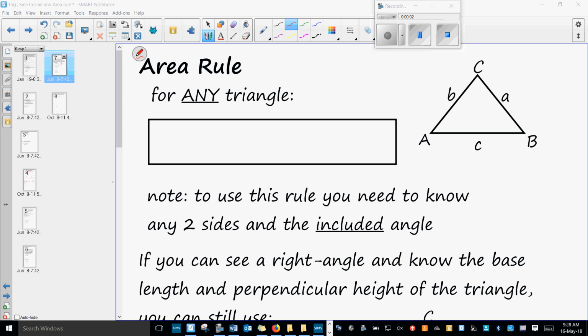Up to this point, we've been finding the area of a triangle by doing base times perpendicular height, divided by 2. That's how we've been finding the area of a triangle up to now. But in order to do that, we need to know both the base and the perpendicular height, and the perpendicular height is not always given to us. So this rule enables us to find the area of any triangle.